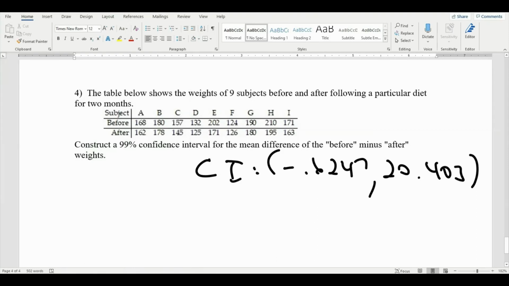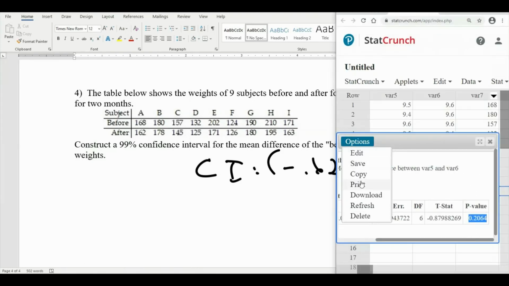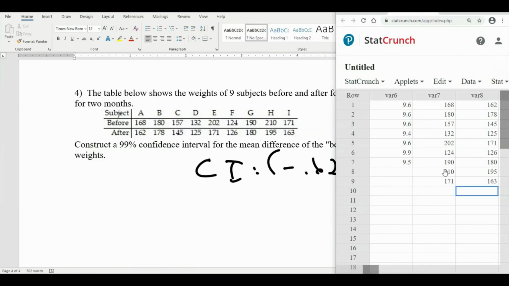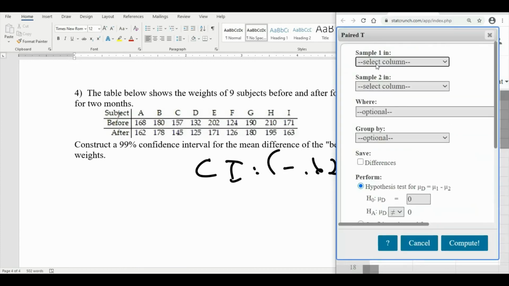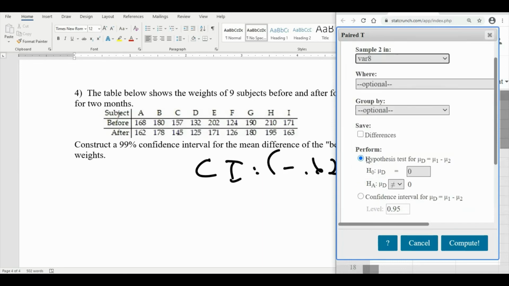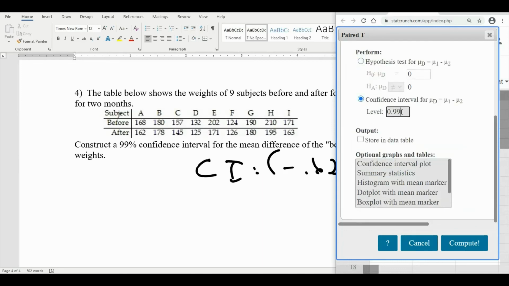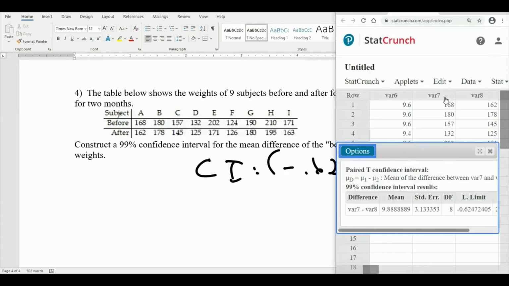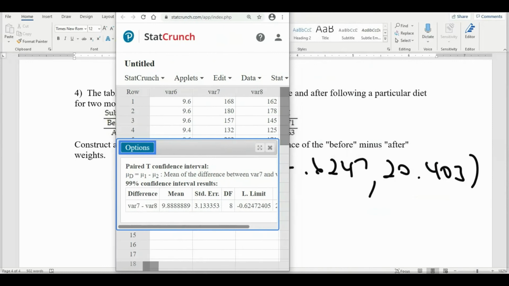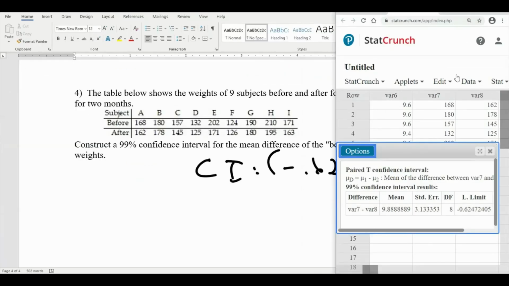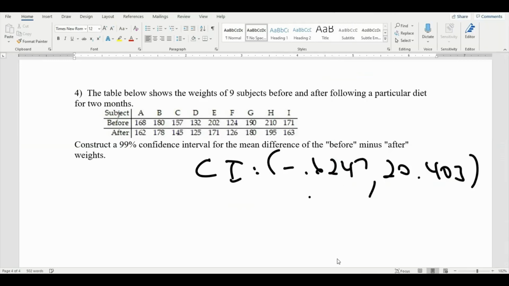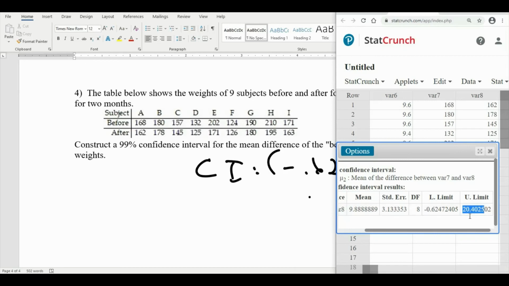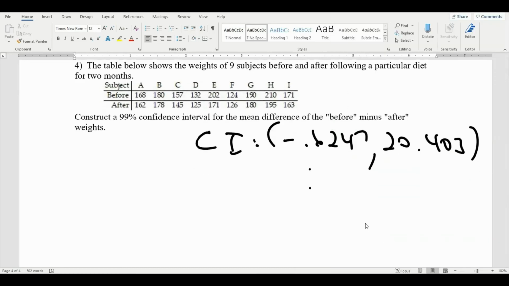And as always, I will use StatCrunch. And I think those are already in 7 and 8. Let's go to stat, t-stat, paired, 7 and 8. And this one is a 99% confidence interval. Enter. Let me move it over here. I did see negative 0.62. Negative 0.62. It's right there. 20.403. 20.403. Checks out. And that is it.